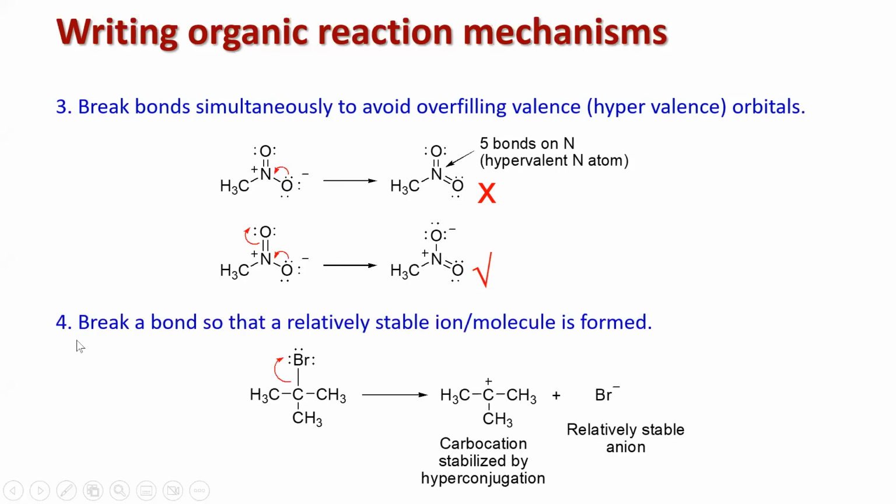And the fourth thing you have to remember is break a bond so that a relatively stable ion or molecule is formed. So as shown here, bromide is a very good leaving group. When you break a bond, it will get removed as a bromide anion, right? So it's a stable anion. So it can take place very easily in a reaction when the anion or the cation formed is stable.